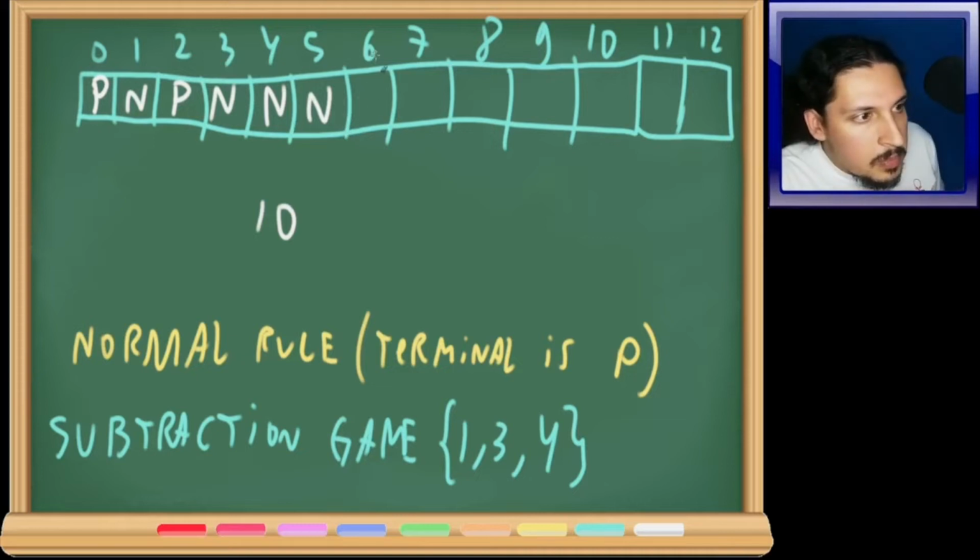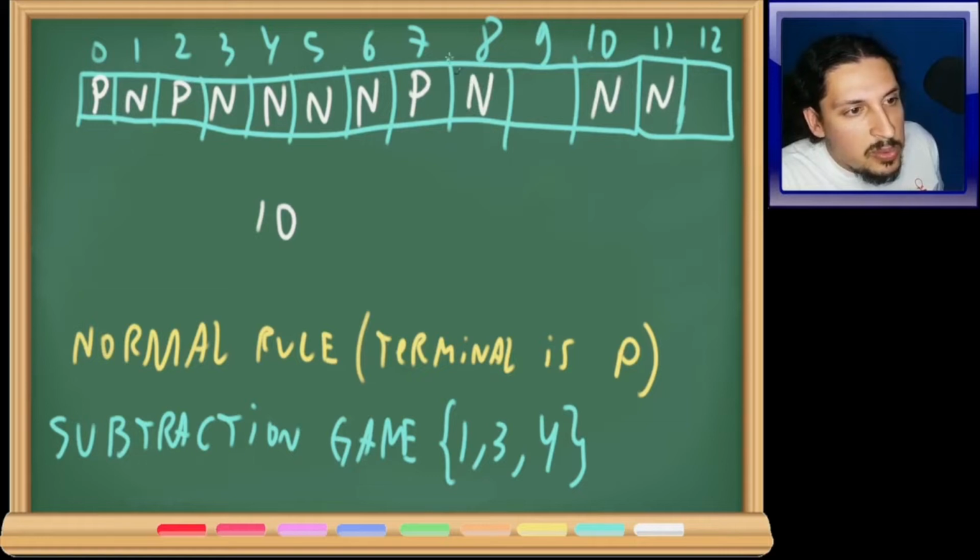What else? For 6, we can reduce 4 and get here, so this is also an n position. For 7, we can only get to n positions, so this must be a p position. And similar to before, this one has to be n. This one has to be n, because we can reduce 3 and 4 and get to a p position. And in 9, we can only get to 8, subtracting 1, to 6, and to 5. They are all n positions, so this must be p. And this one, subtracting 3, you get, so this is n. And well, it is very easy to check the pattern here.